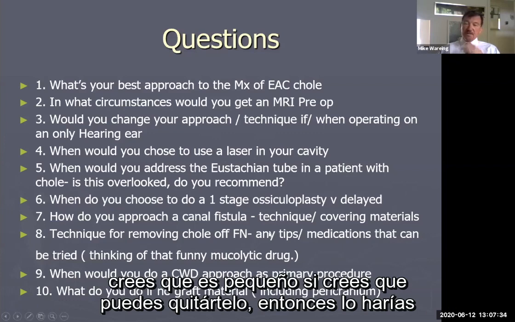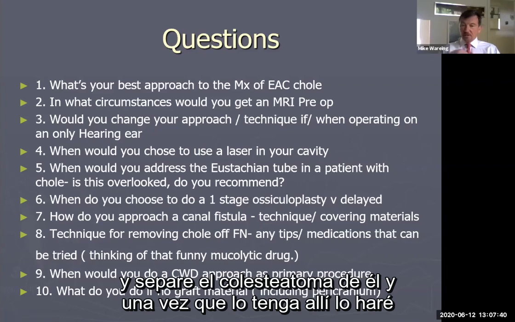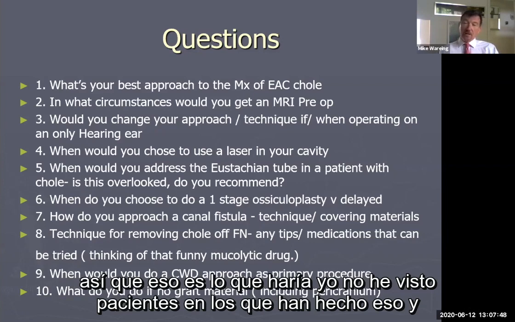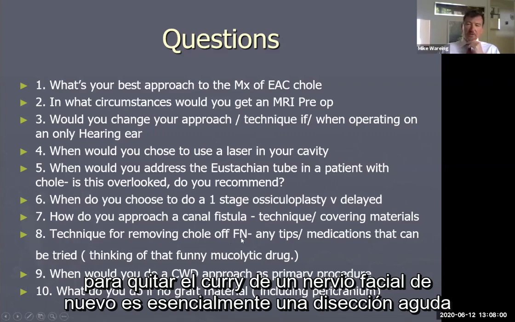But if you think it's small, if you think you can get it off, then you would essentially try not to damage the endosteum and separate the cholesteatoma from it. And once you've got that there, I would then put some bone pate on it and I would put some fascia over the top of it. So that's what I would do. And I've seen patients in whom I've done that, and again early on gone back and looked, and the bone forms a new covering. The technique for removing chole off the facial nerve, again, is essentially sharp dissection.